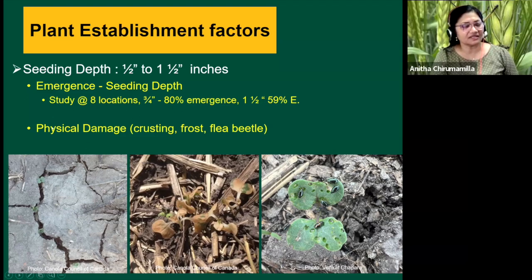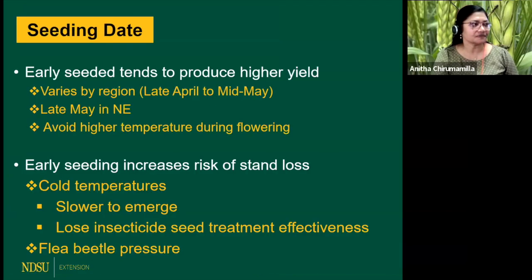Also, at the seedling stage, canola seedlings are very susceptible to physical damage from soil crusting and frost damage in spring, and also flea beetle pressure. So make sure that you keep these in mind, as they will be important in affecting plant establishment.